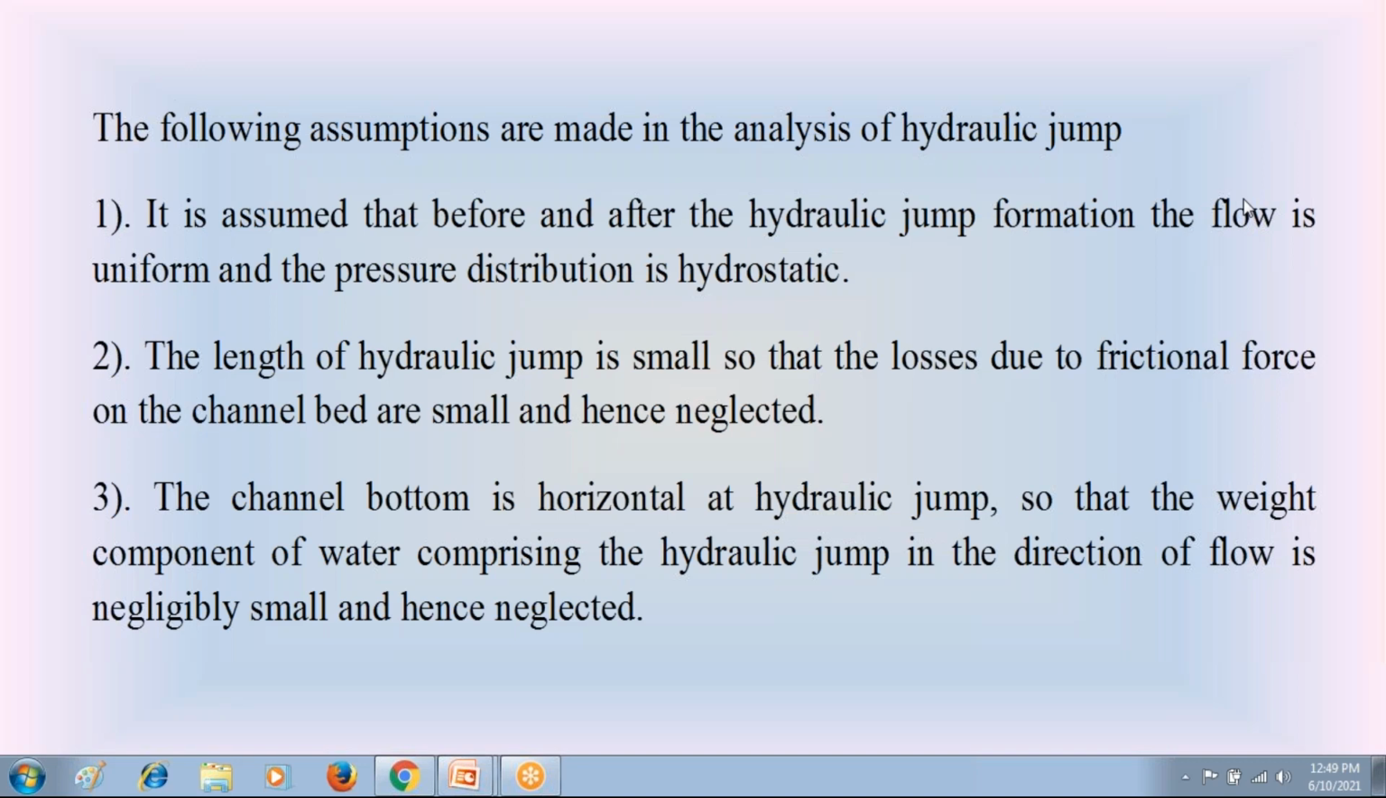These three are the assumptions we are making in the analysis of hydraulic jump, either at the bottom of the spillway or at the bottom of the sluice gate. So everyone go through those three assumptions. If you have any doubts about those assumptions in this analysis of hydraulic jump, please discuss with me.